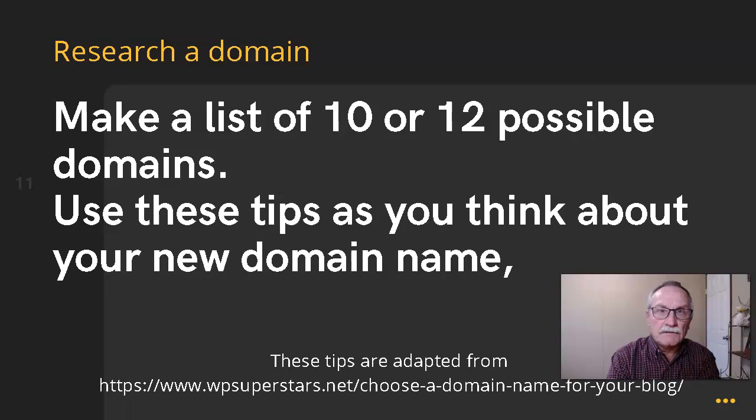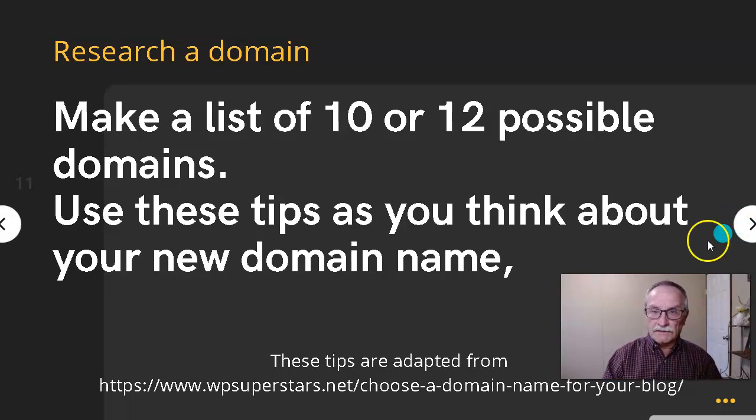Next topic in our lesson is research a domain. Make a list of 10 or 12 possible domains. Use the following tips as you think about your new domain name. These tips are adapted from a blog post by wpsuperstars.net. And if you'd like to read that blog post, you can use this link, this domain address right here on the bottom of the screen.